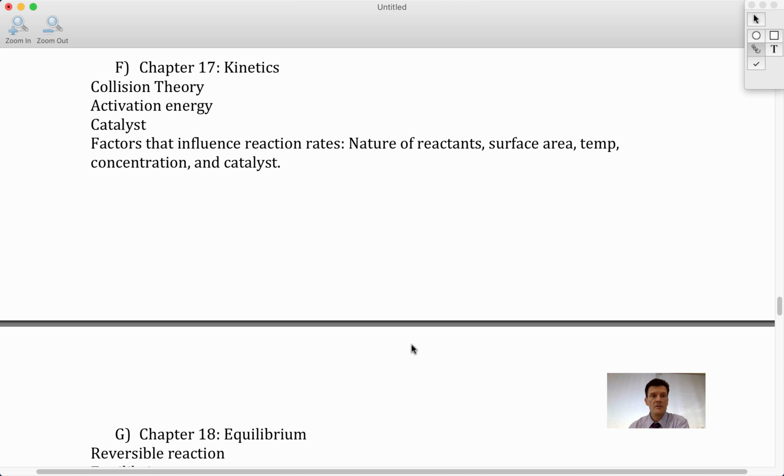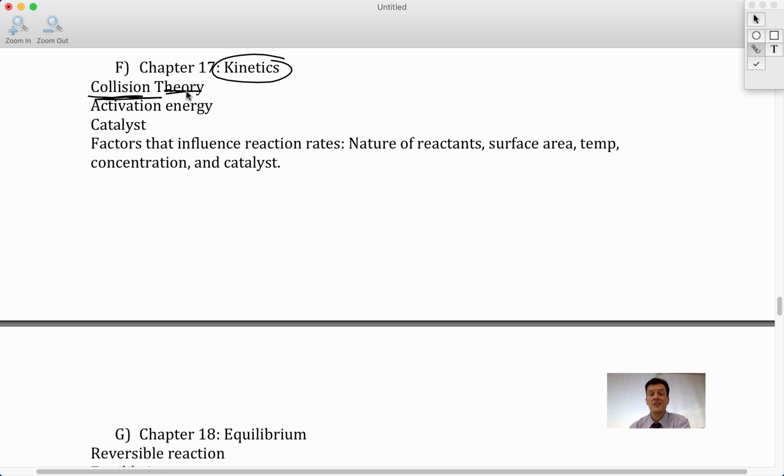All right, chemistry, we are looking at chapter 17. We're looking at kinetics. And if you remember, kinetics is all about how fast a reaction occurs. So how quickly the reaction occurs, and it is dependent upon many different things. So make sure you look back at the collision theory, understand what collision theory is saying.